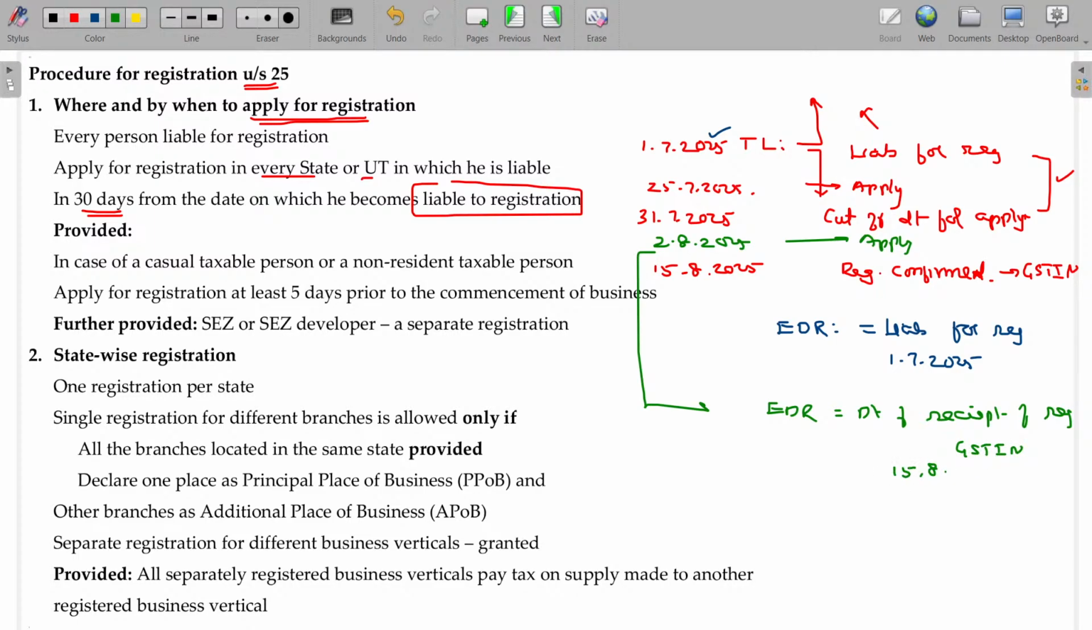15th August 2025. Is that clear? Clear? Now, what's the advantage and disadvantage we have studied in tax invoice.